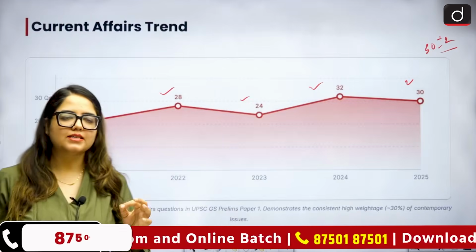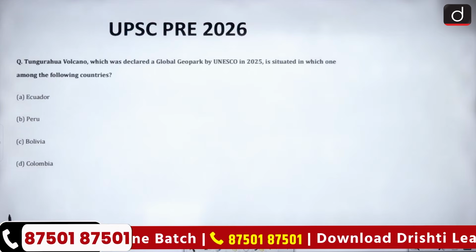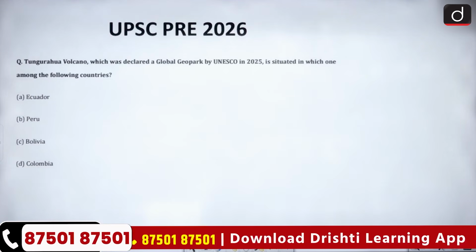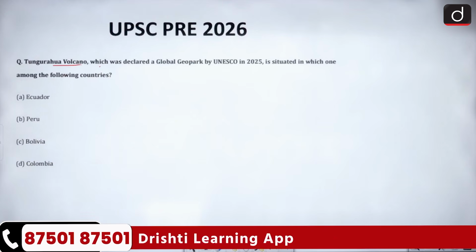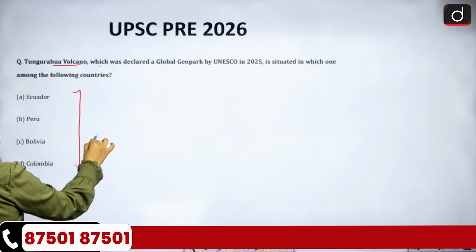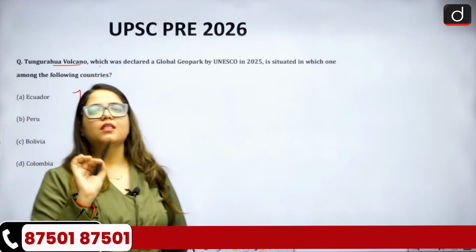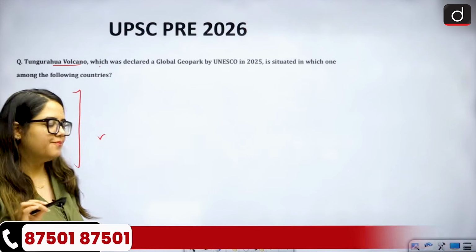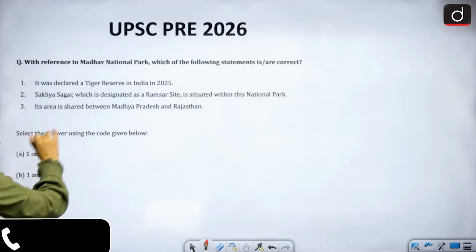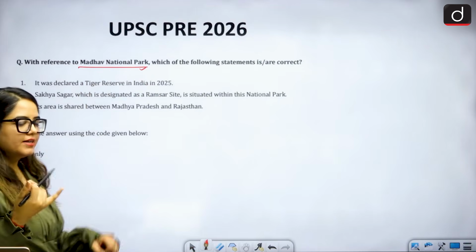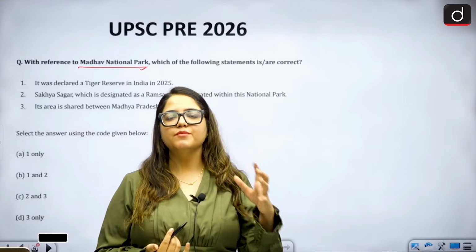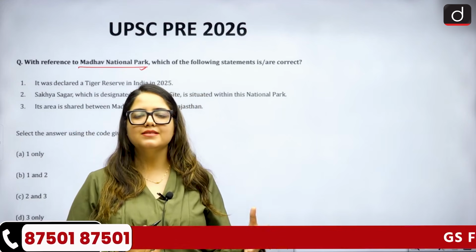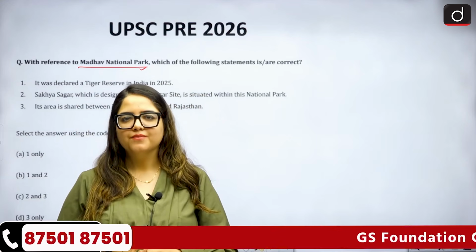So now we are discussing, like I'll give you a few examples what kind of questions have been asked in UPSC pre-2026. Like the question was about a volcano which was declared a global geopark by UNESCO in 2025. A very simple direct hit question, but if you know it, you know it. There is no margin for guesswork, right? Exactly. Then there is regarding Madhav National Park. You know that National Park, bird sanctuaries, all these have been consistently in news regarding environmental protection, regarding various reasons, and we always pay attention to that, right?